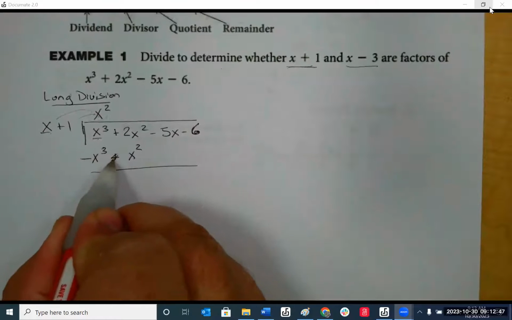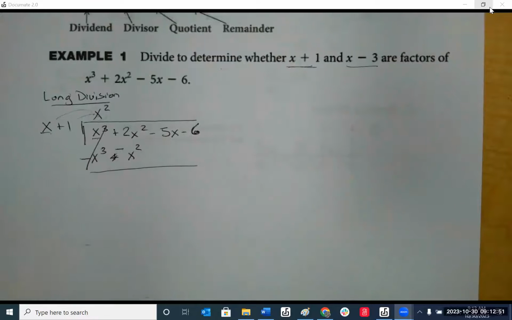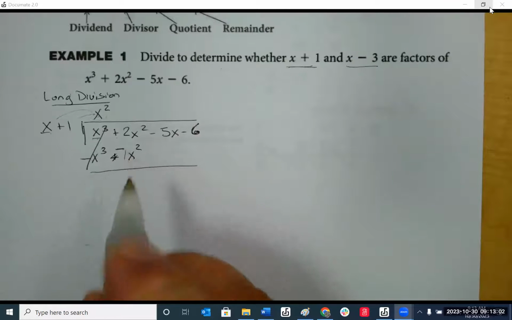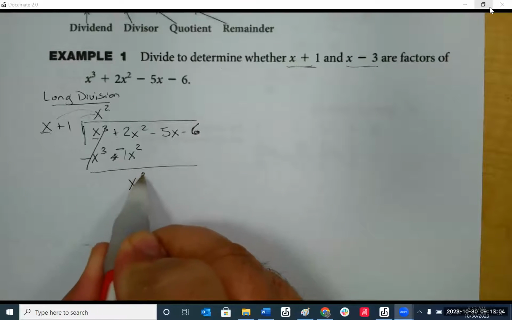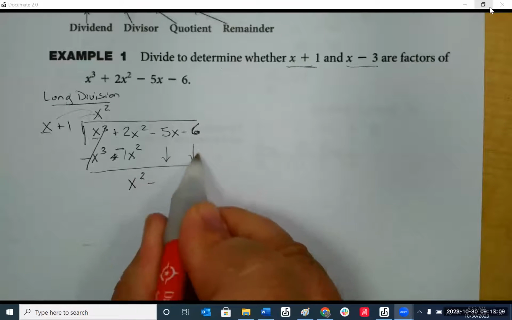Change the signs and add. The first term always has to cancel. If it doesn't, you did something wrong. That's a checks and balance. If it doesn't cancel, you did something wrong. So 2x squared minus 1x squared is 1x squared. And bring everything else down.